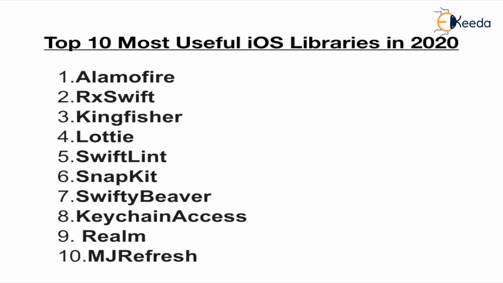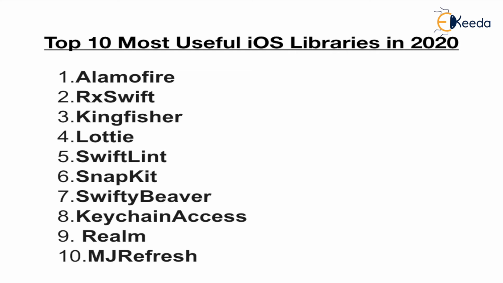Then you also have to use RxSwift, Kingfisher. Kingfisher is the most popular third party for loading images and videos from the server. So you have to use Kingfisher in your project as per requirement, then Lottie, SwiftLint, SnapKit. SnapKit is the most popular library for auto layout constraints. Then SwiftyJSON, KeychainAccess, Realm.